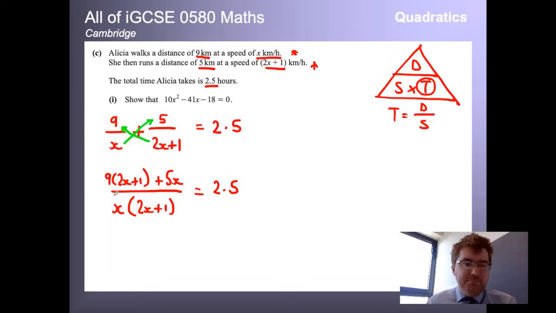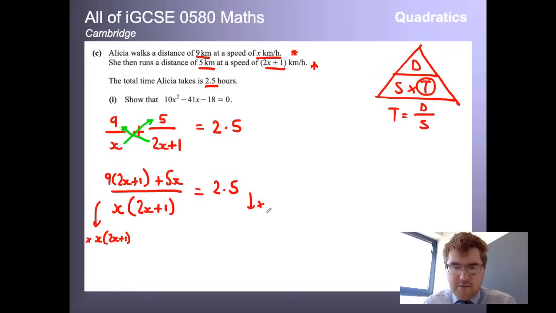That's kind of ugly. So what's the opposite of dividing by x times 2x plus 1? Well, we're going to multiply by x lots of 2x plus 1 on both sides of the equation. This is where your x's and your timeses need to look very different to help you.